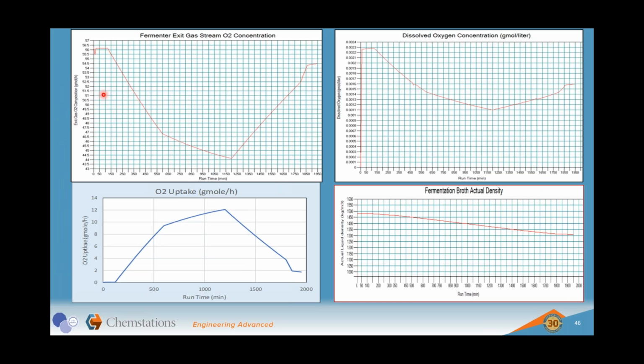And here we have the gas stream coming out of the fermenter. We've got the O2 uptake calculated in Excel. And here is the dissolved oxygen concentration. And it is quite normal to monitor the dissolved oxygen concentration, but it can become a troublesome measurement. And just to show you this, it opens up an opportunity to look at other variables as well. So in that case, it is the actual density of the broth.